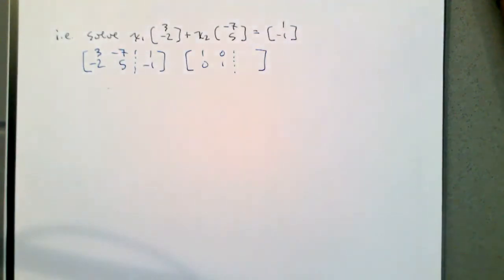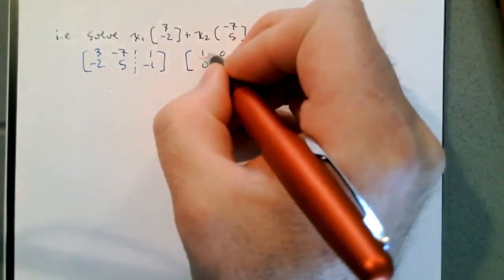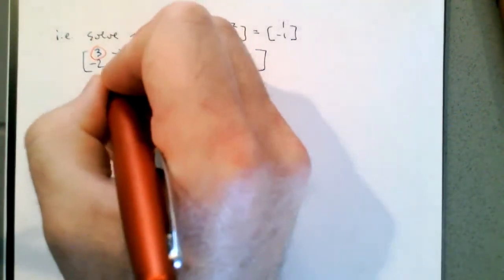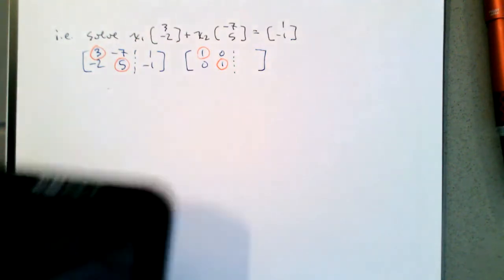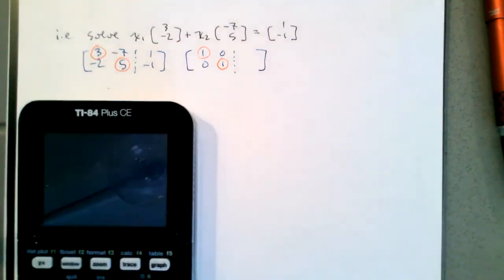While I'm punching this into my calculating machine, think about how I knew that I was going to have pivots in the first row, first column, and the second row, second column. I knew I was not going to have a pivot in the rightmost column of this augmented matrix.